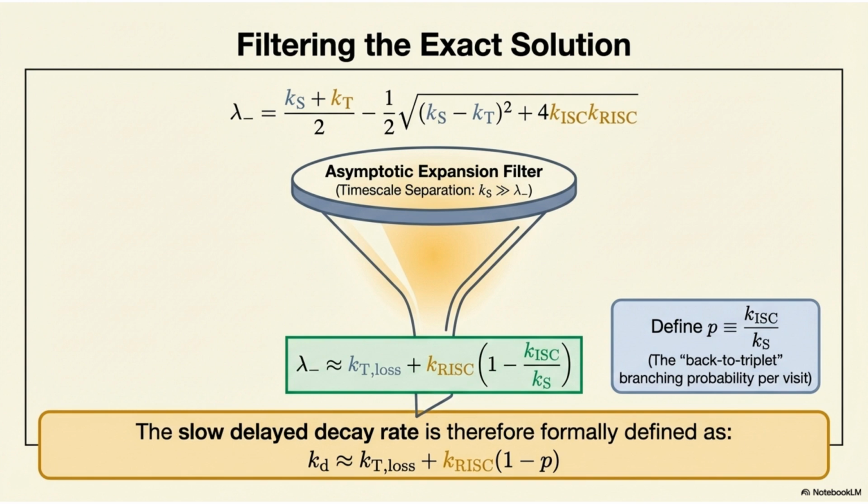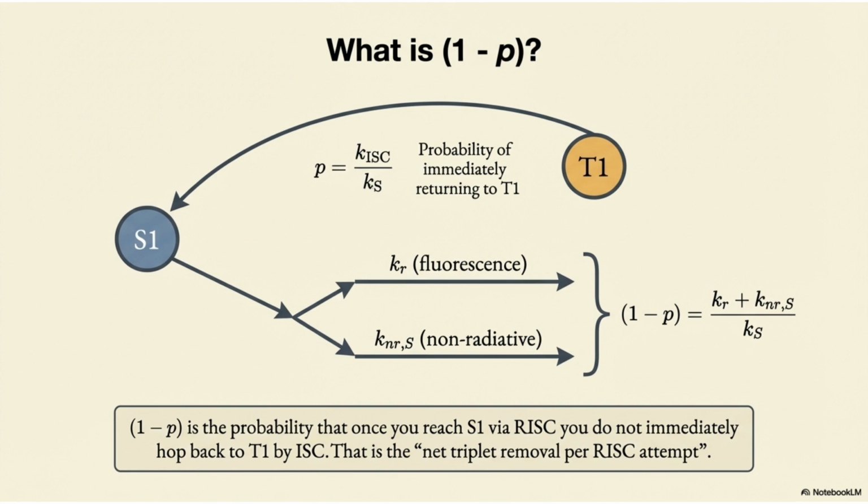Filtering the exact solution using an asymptotic expansion leads to the slow delayed decay rate. This rate, K-D, is defined as the triplet loss rate plus the microscopic K-RISC multiplied by a factor related to cycling probability. The term 1 minus p represents the probability that once the system reaches S1 via RISC, it does not immediately hop back to T1 by ISC. This is the net triplet removal per RISC attempt.